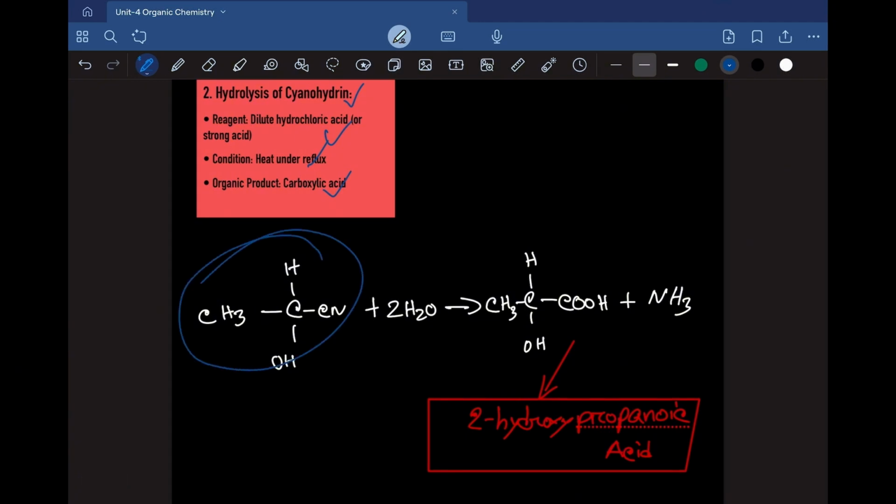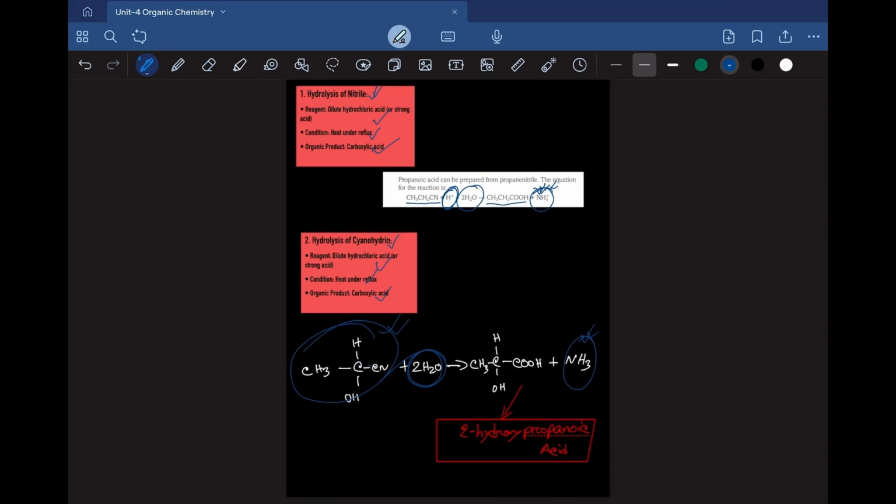Now here we will do the hydrolysis of cyanohydrin. So this is the cyanohydrin, which is 1, 2, 3. So this is actually 2-hydroxypropanenitrile, with which we will hydrolyze. When we hydrolyze it, it will form 2-hydroxypropanoic acid and ammonia. As it wasn't carried out in the presence of acid, it has formed NH3. If it was carried out in the presence of any strong acid, it would have formed NH4+. So basically this is the hydrolysis of nitrile and the hydrolysis of cyanohydrin.